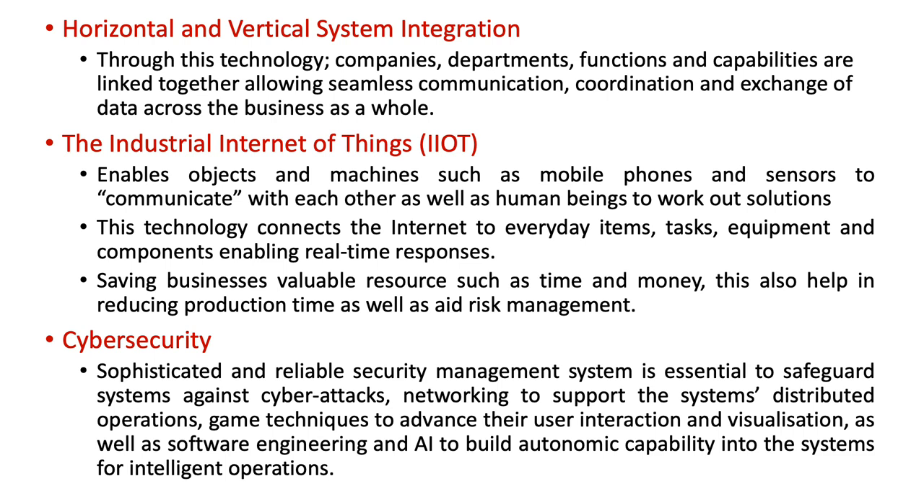Industrial Internet of Things, IIoT, enables objects and machines, such as mobile phones and sensors, to communicate with each other, as well as human beings to work out solutions. This technology connects the internet to everyday items, tasks, equipment, and components, enabling real-time responses. This saves businesses valuable resources, such as time and money, and this also helps in reducing production time, as well as aid risk management.